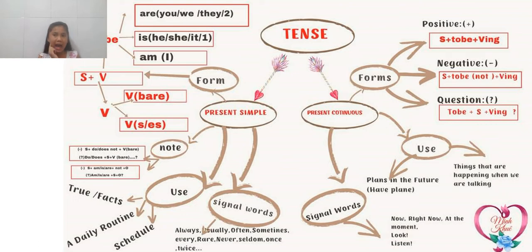So let's see. I'm going to give you some sentences. You would use some of those things to help you know which are the real sentences that use the present simple tense. Okay, we have a sentence.